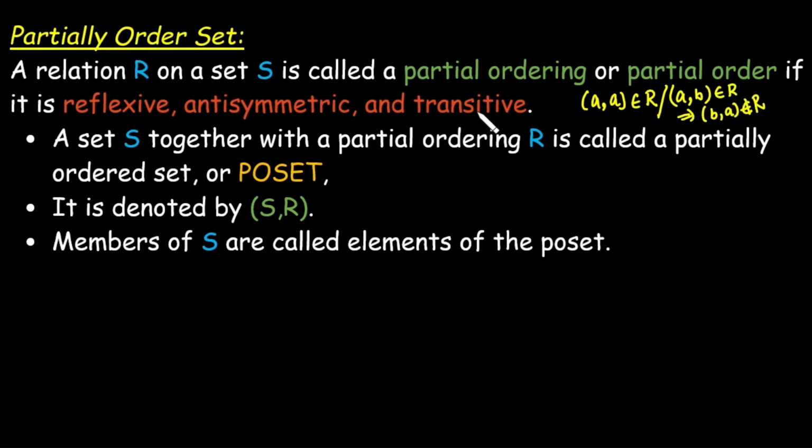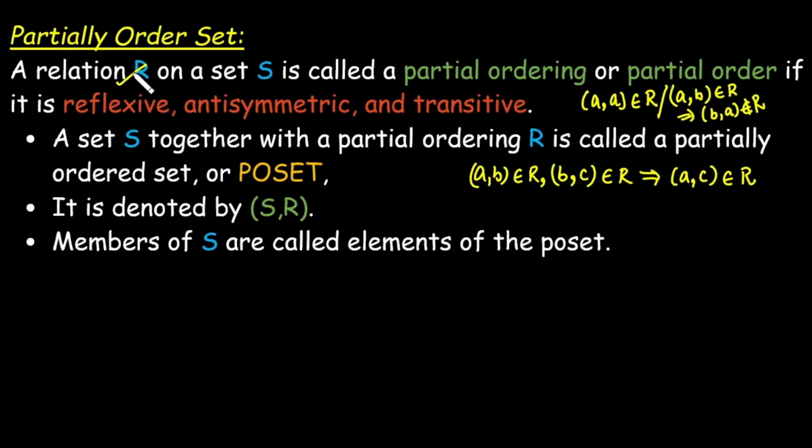Moreover, a transitive relation means if the ordered pair (a, b) is a part of the relation, as well as the ordered pair (b, c), then there must be an ordered pair of the form (a, c) in the relation. If all these three conditions are valid, then we call R partially ordered, or a partial order.